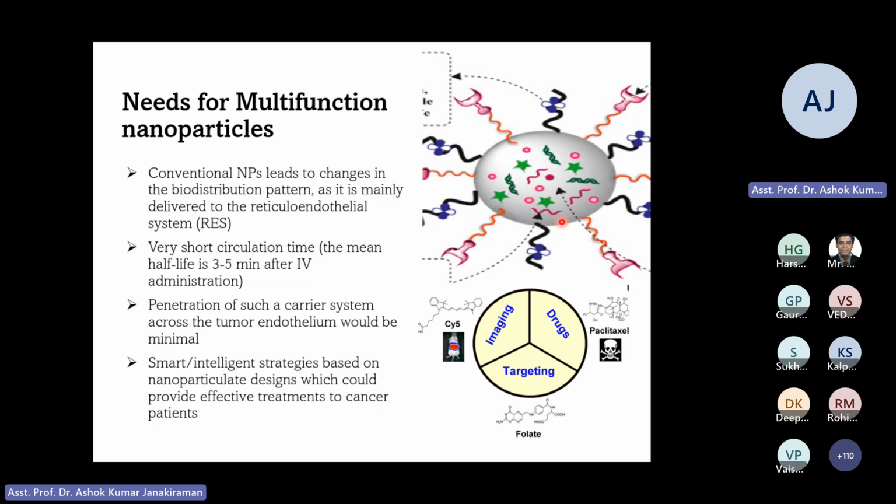So suppose you administer any drug, and it reaches the organ or affected area, we should know whether the particular medication reaches the target site. So how to identify? By using the imaging agent. We can have a lot of imaging agents. For example, Cy5 is also an imaging agent. For example, if you administer it to animals, then it will be detected in a particular organ, so we can confirm.